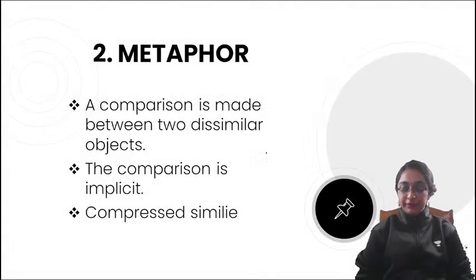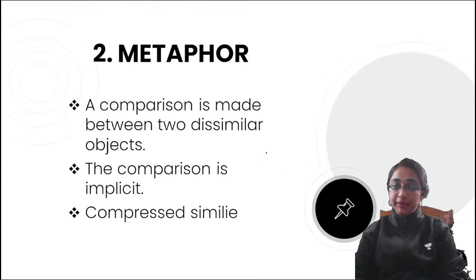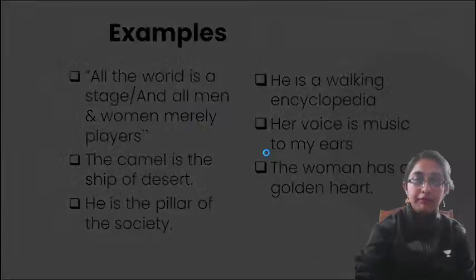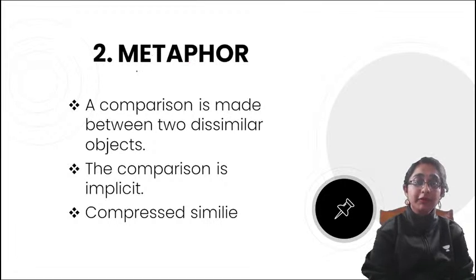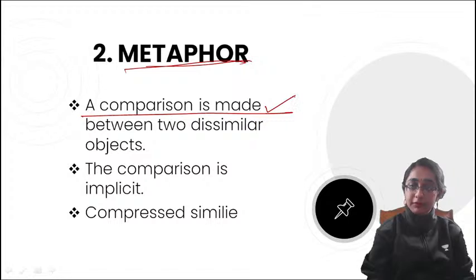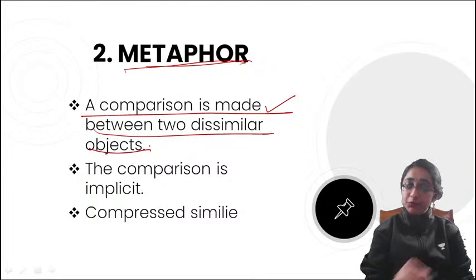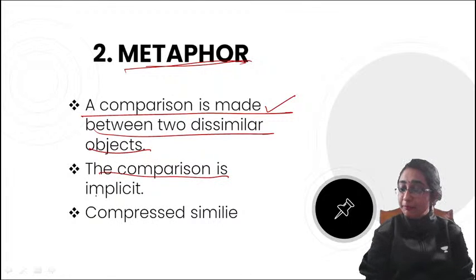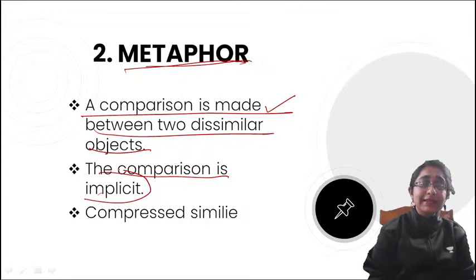Metaphor. Now, metaphor is just the opposite of simile. Now, what happens in metaphor? In metaphor, a comparison is also made. Okay, that is the same. But the comparison is made between two dissimilar objects. That is also the same. Two different objects are compared, but the comparison is implicit. Okay, Rupal. Okay. The comparison is implicit.